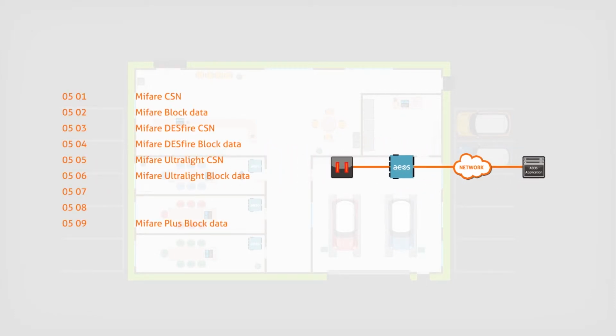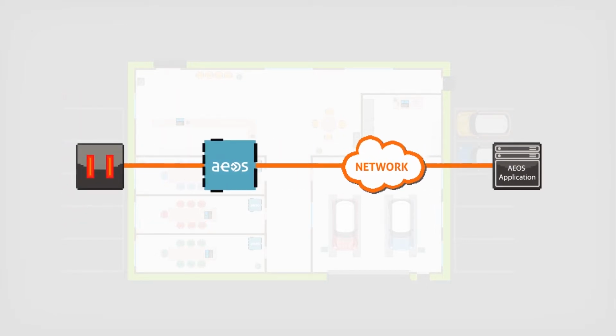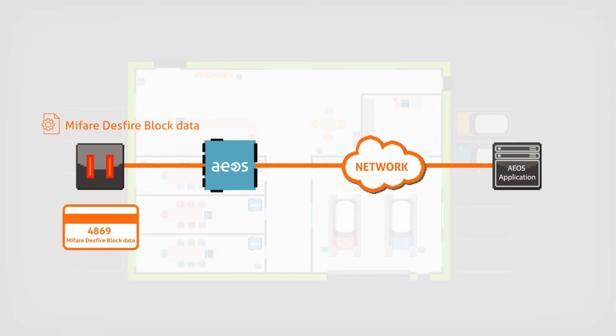To distinguish different badge types, each type has a unique number in AEOS. Every reader contains a configuration file, which contains, among other things, the badge type used by the customer. When a badge is presented which matches the type as defined in the configuration file, the badge number will be read by the reader.